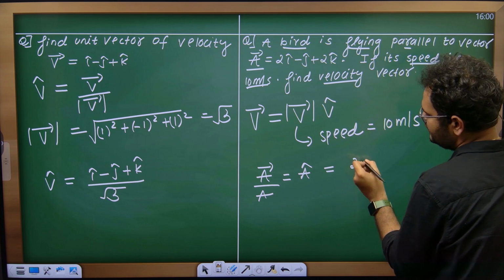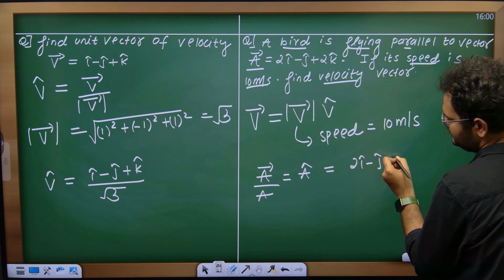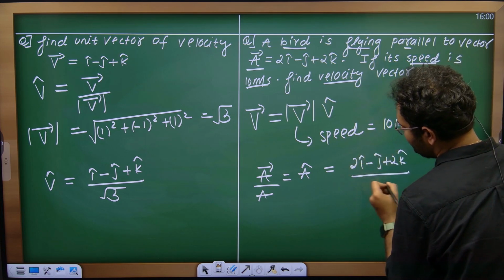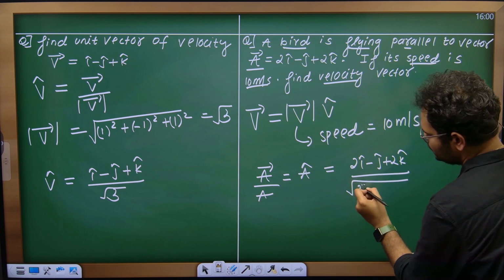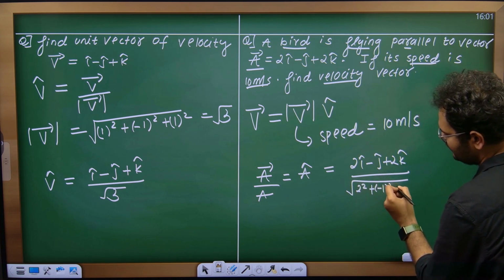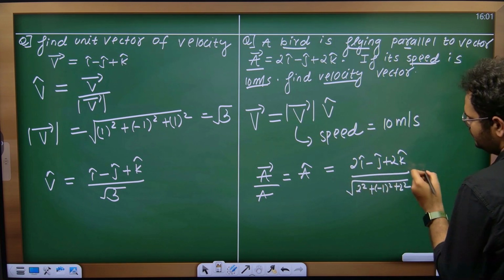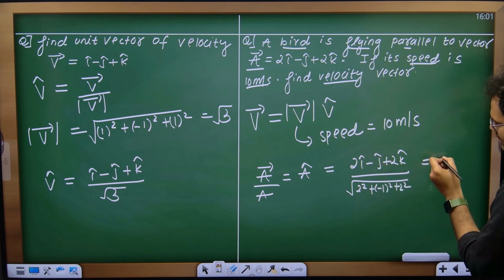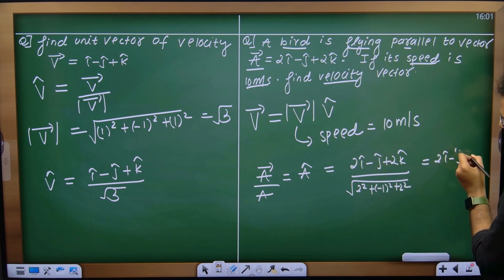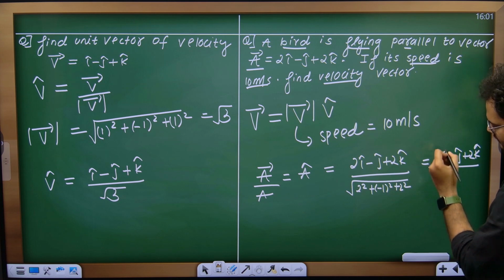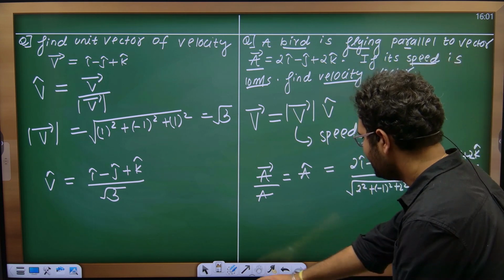So a vector is 2i minus j plus 2k divided by what is the magnitude of this? 2 square plus minus 1 square plus 2 square. So what am I getting? This is root 9, which is 3. 2i minus j plus 2k divided by 3. So finally I am getting the answer.